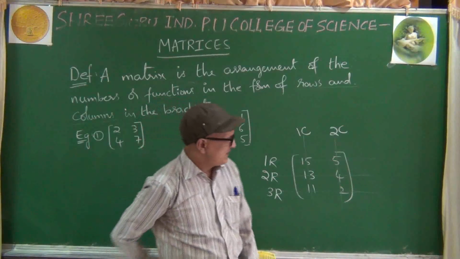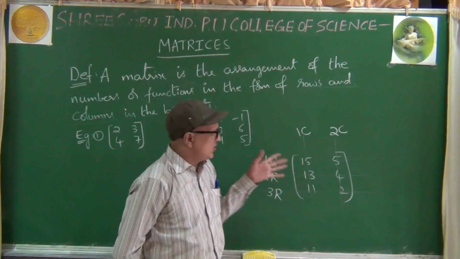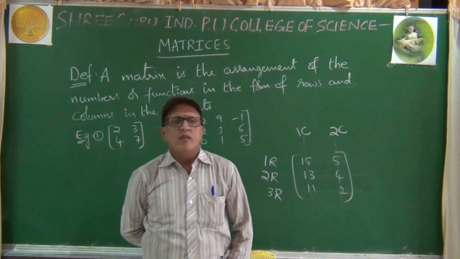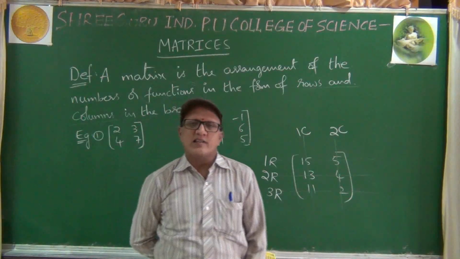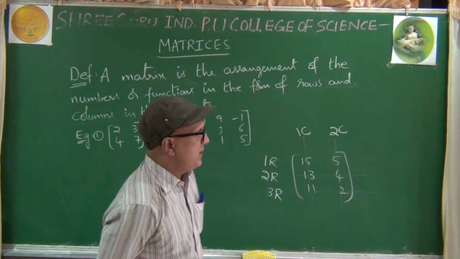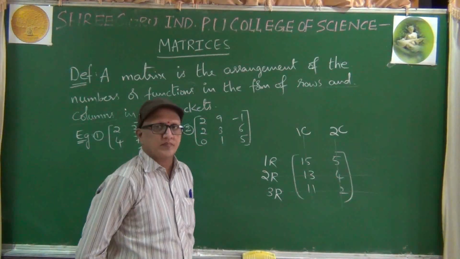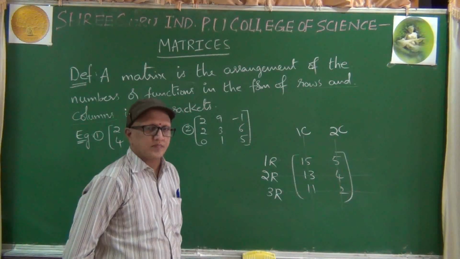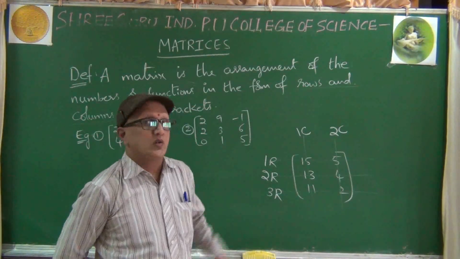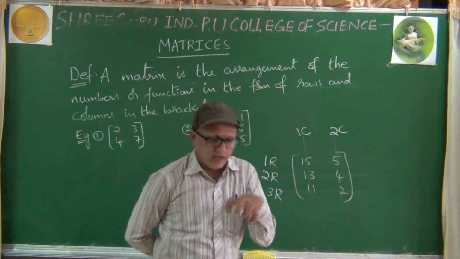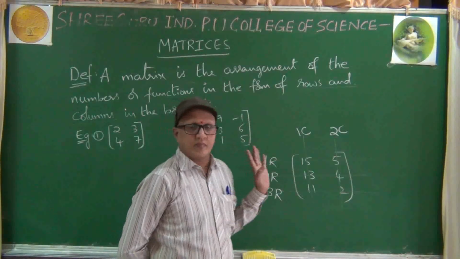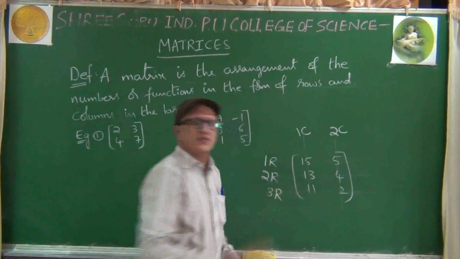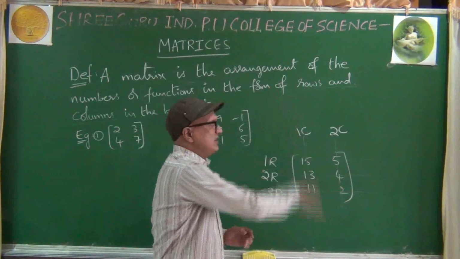Sir, what is the need of stressing like that, particularly rows, these are columns? Yeah. Once after completion of the matrices chapter, people will be in confusion to identify the difference between rows and columns. To avoid that confusion, I am stressing it in the beginning only. Remember, these are rows, these are columns.